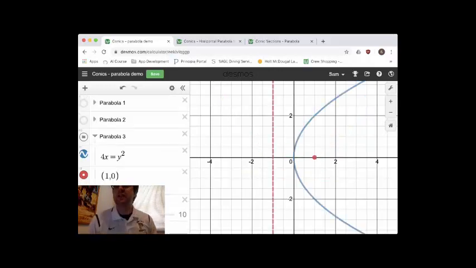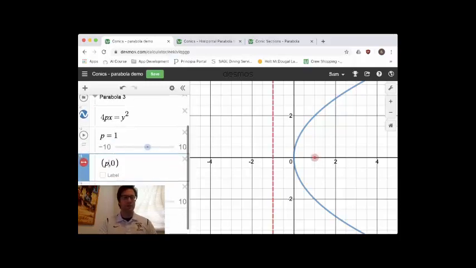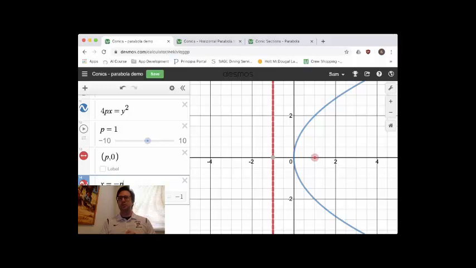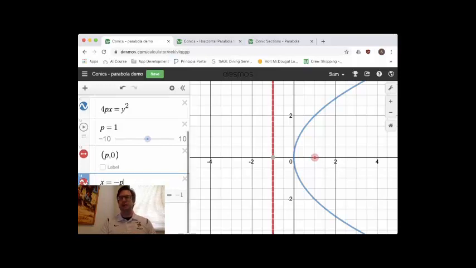We also can have these parabolas that open left or right. Now we're looking at an equation where I have 4x equals y squared. So the idea is now y is being squared, and so the actual form for this would be 4px. I'll add a slider here, and let's make the focus and the directrix. When I'm looking at a parabola in this form, the focus is at (p, 0), and the directrix is at x equals negative p, because now the directrix is a vertical line.